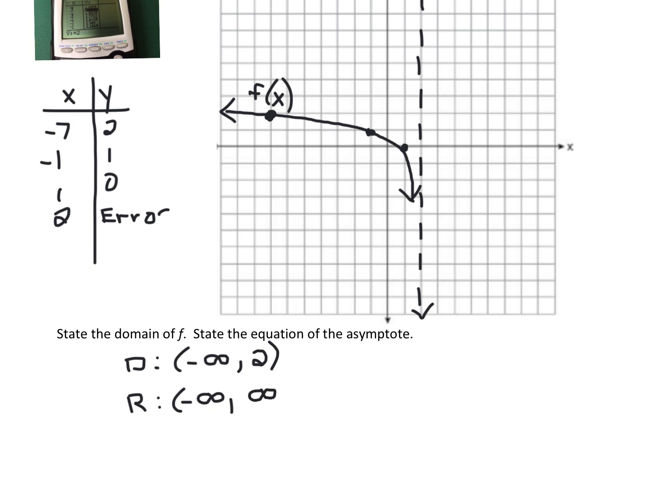Again, that wasn't part of the question. They didn't ask it, but I figured I'd say it anyway. This is what they asked for, the domain. Now, the other thing they wanted was the asymptote. We already talked about it. The asymptote is this dotted line. And the equation of a vertical line that crosses through the x-axis at 2 would be x equals 2. That right there is our asymptote.